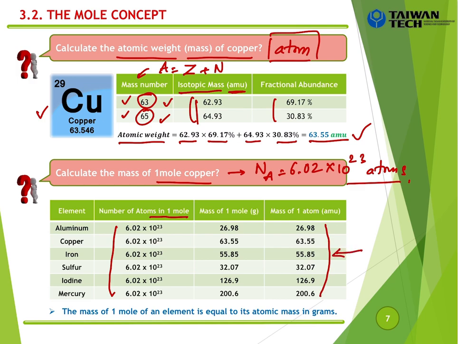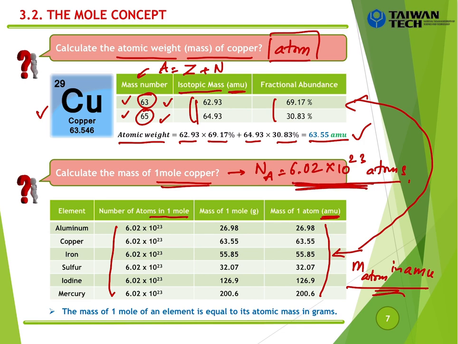Actually, this one we can calculate similarly to this one. Okay, if you have the isotopic mass and fractional abundance, you can get the value like this. But in AMU, this means the mass of one atom in AMU. Okay, this is the value here. And if you try to calculate the mass of 1 mole, it means the mass of this number of atoms. If you know the mass for one atom, you can calculate the mass for 1 mole.